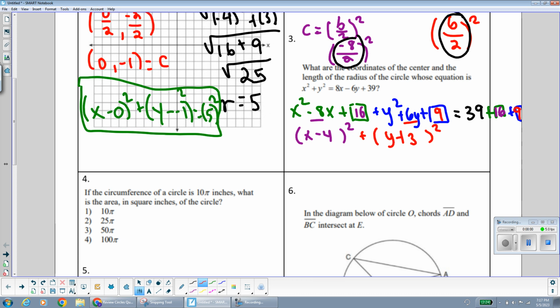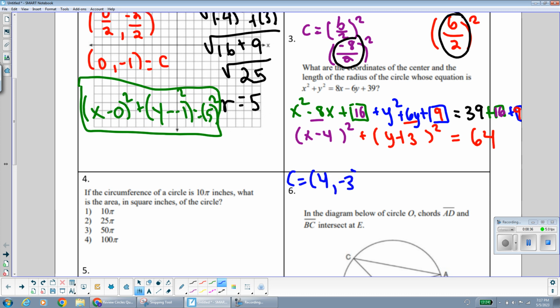Now, I'm just going to add up what is on the right-hand side of the equal sign. So that would be 39 plus 16 plus 9. And that is equal to 64. Now, all we have to do is figure out what the coordinates of the center and the radius are. So our center is going to be 4, negative 3.